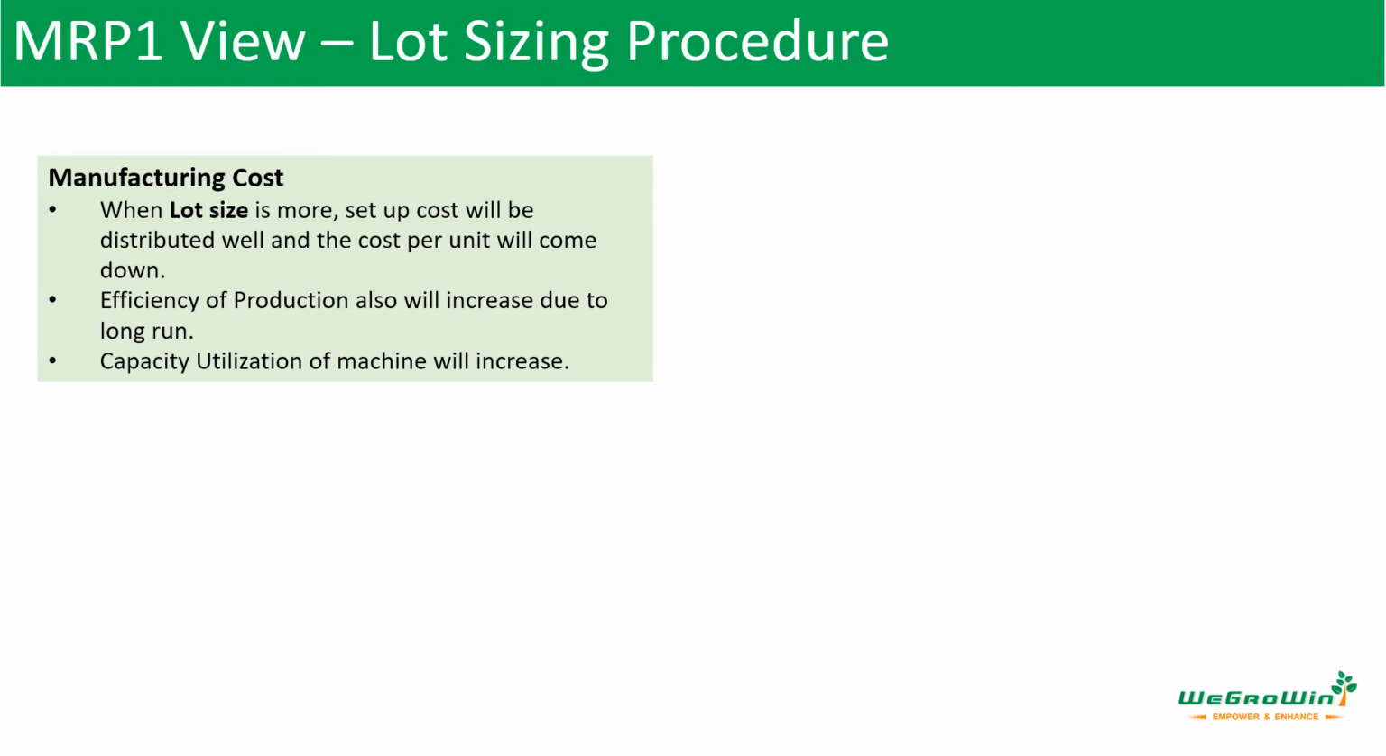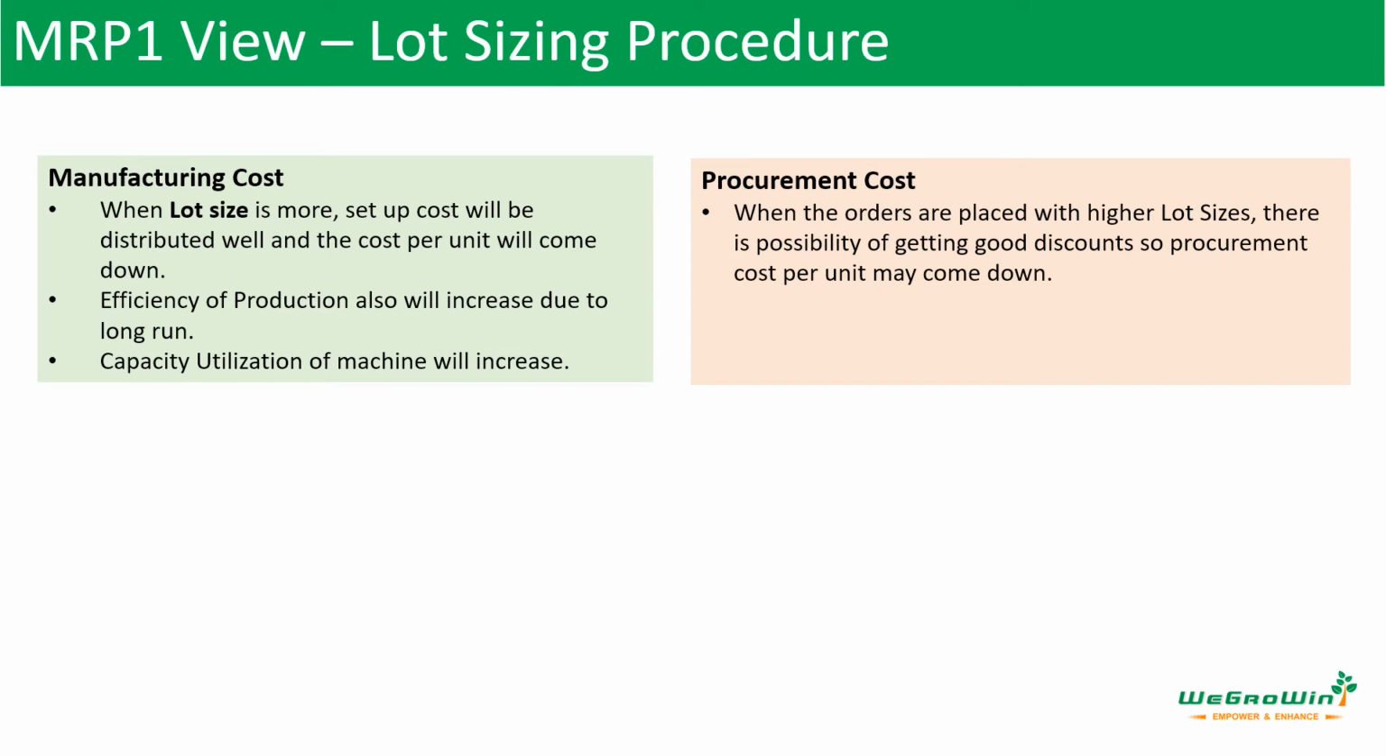When the lot size is more, the setup cost will be distributed well and the cost per unit will come down. So manufacturing will try to have a larger lot size. And also the efficiency of production will increase due to the long run. Capacity utilization of the machine will be better. So the manufacturing team will need big lot sizes, right? It is obvious, right? And procurement, similarly, right?